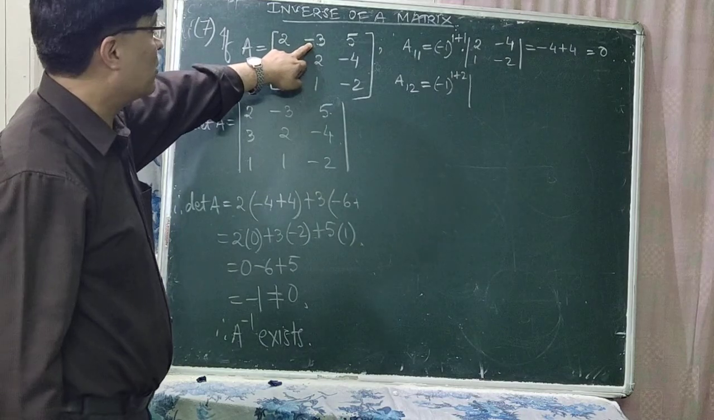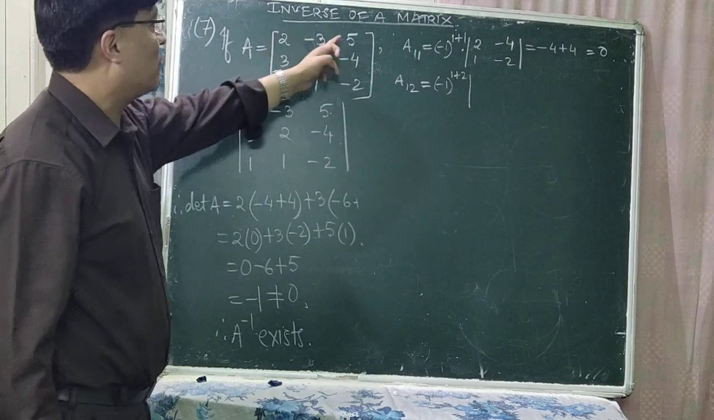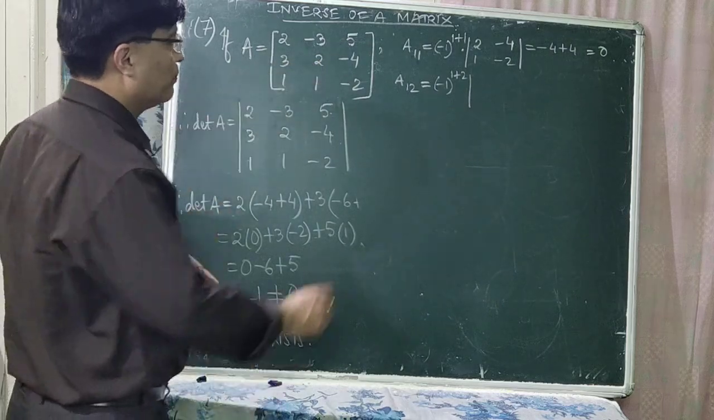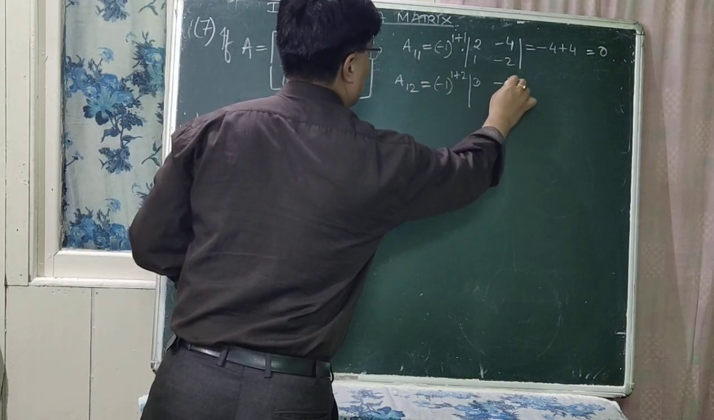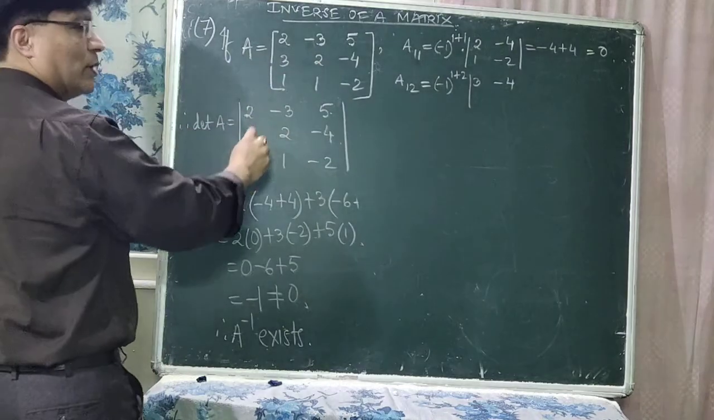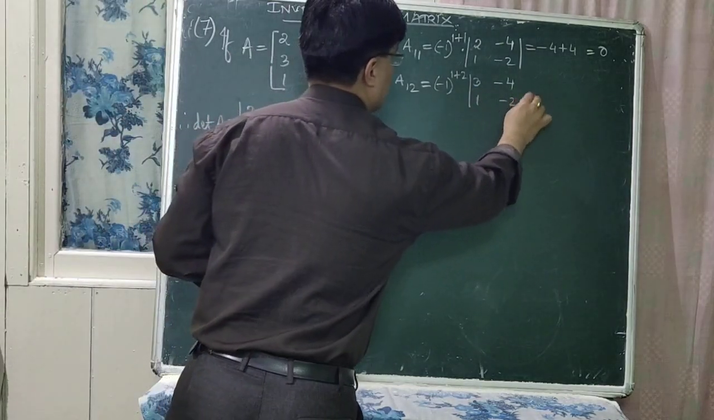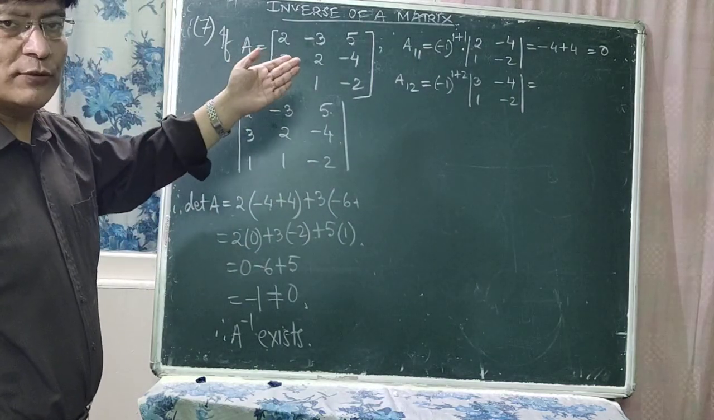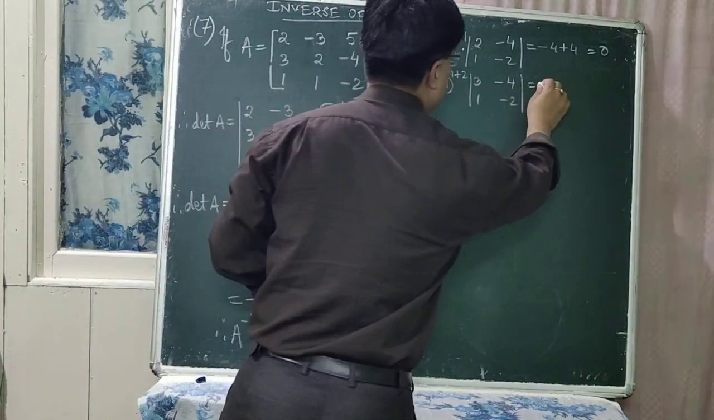Right? Now delete the row and the column through the element minus 3. First row and second column are deleted. What remains? 3 minus 4, 1 minus 2. Okay? Which is equal to, what is minus 1 whole cube? Minus 1. That means write only the minus sign.